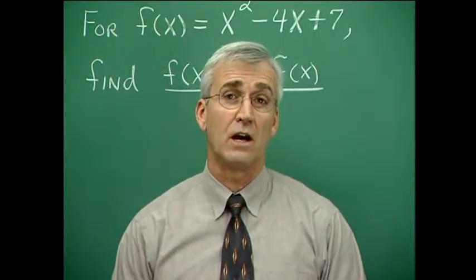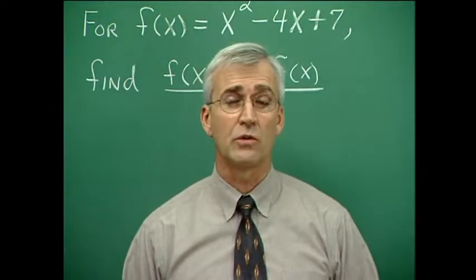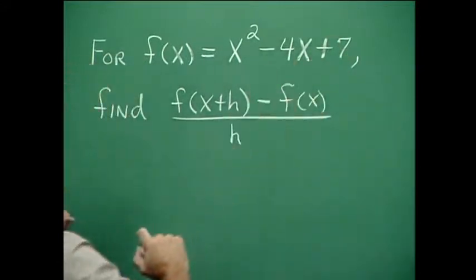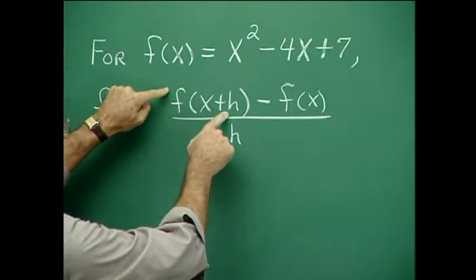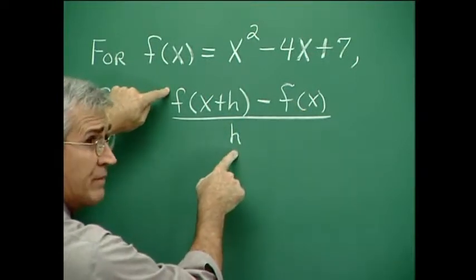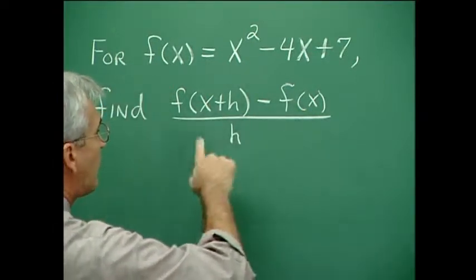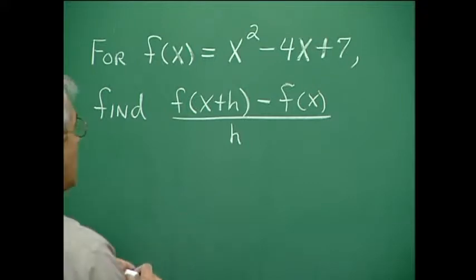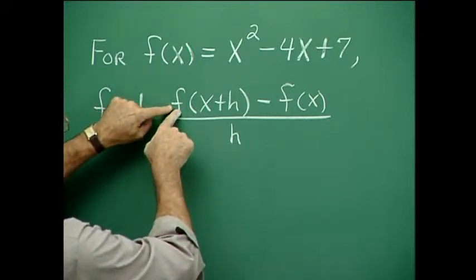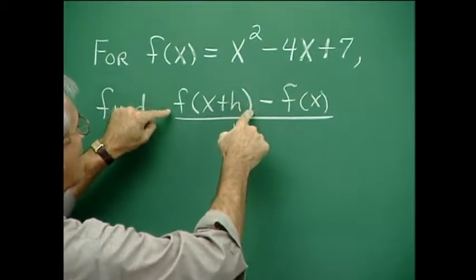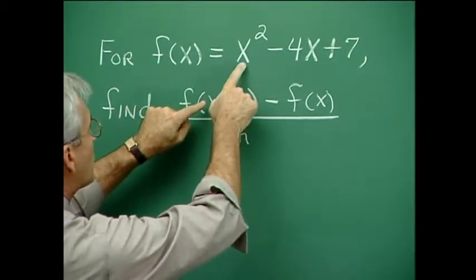Here's a rather special calculation dealing with the function notation. It says for f of x equals this expression, find f of x plus h minus f of x all over h. Now, this rather special form is called a difference quotient, and it's used often in calculus. Now, the evaluation goes like this. This says, in the f function, replace x with x plus h. So here we go. Just with this part now, replace x with x plus h.